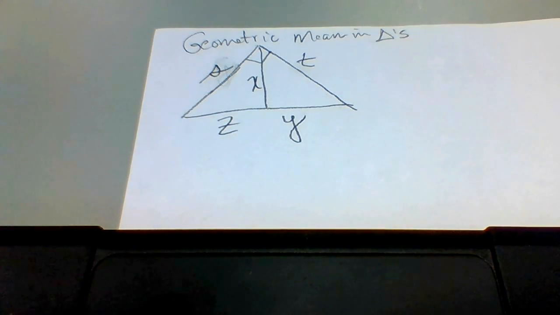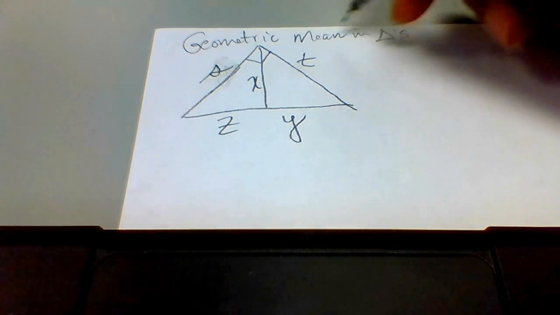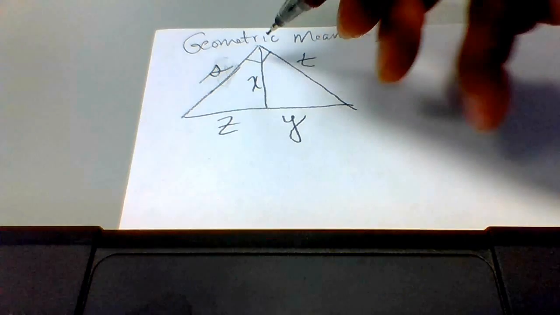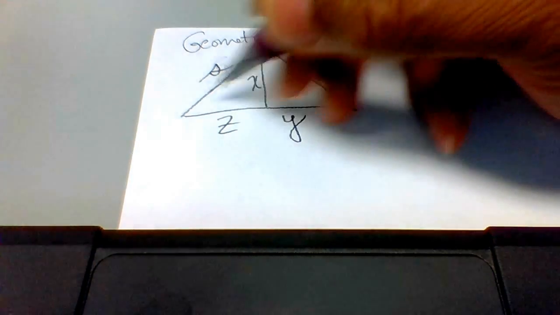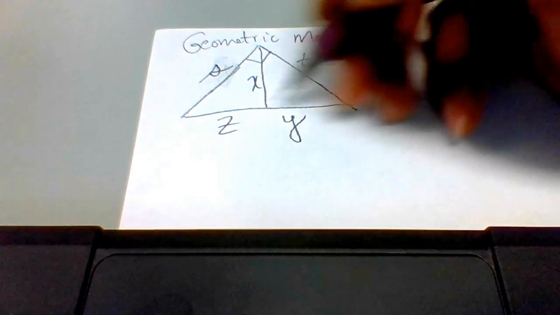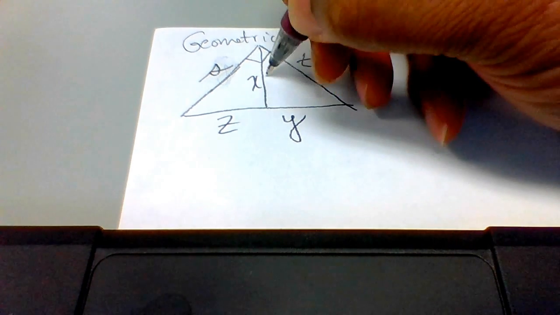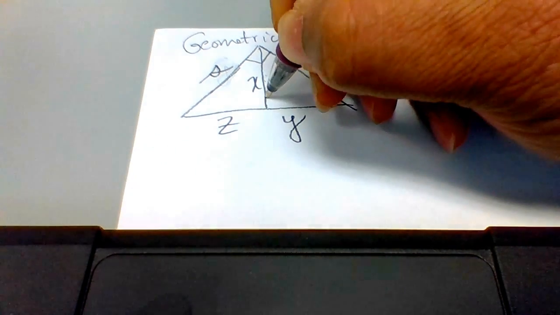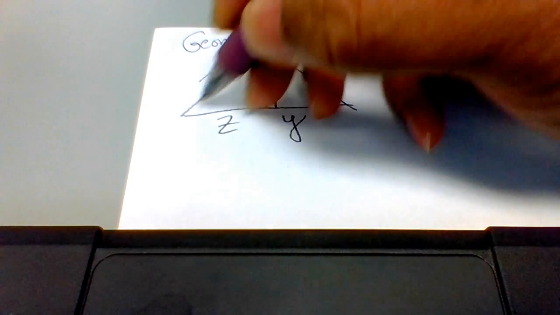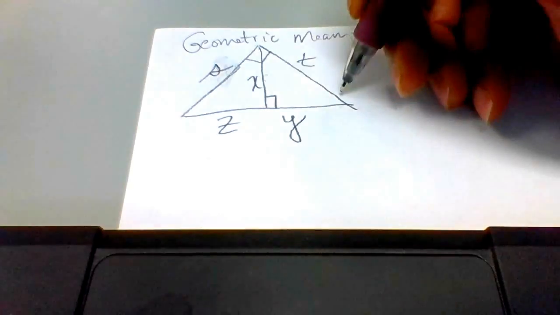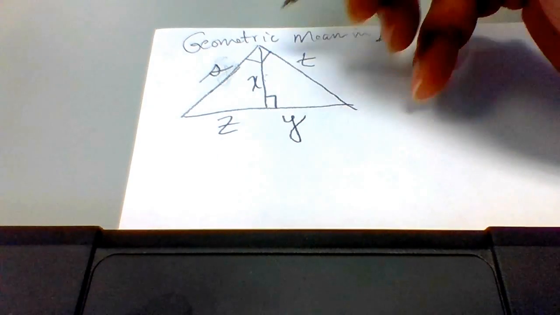Hello. Today we're going to look at the geometric mean in triangles. This is a right triangle. If we draw a line coming down here, this is actually the altitude, which comes down at a right angle. And then these are legs, and this is your hypotenuse.